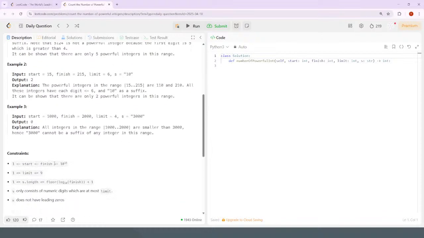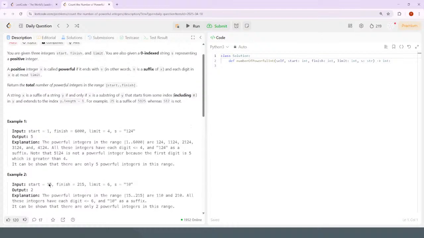So you have start and end numbers that are pretty large, 10 to the 15th, that's bigger than a normal integer, I think. And then the limit is 1 through 9. Okay, it's a digit.